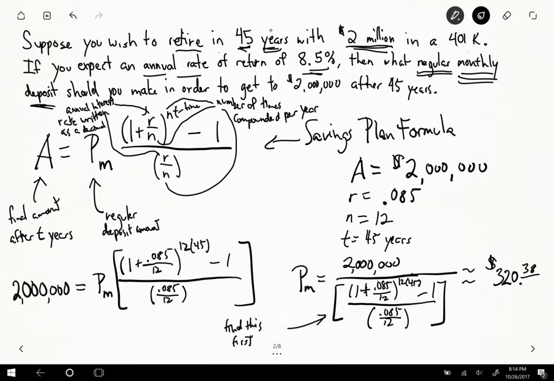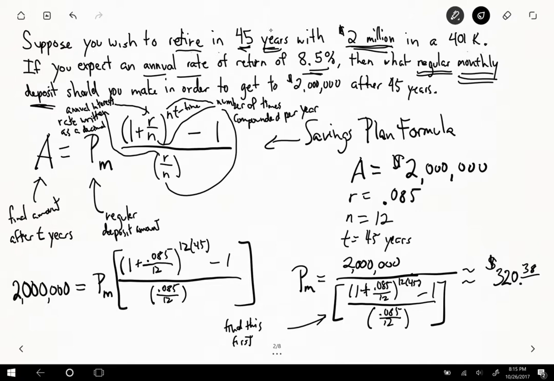So keep that in mind when you're doing this stuff. Keep investing and doing things and do it consistently. It helps out in the long run. That's the power of compound interest. I can't emphasize that enough. Compounding things over time. So hopefully that makes sense of how to use the savings plan formula.